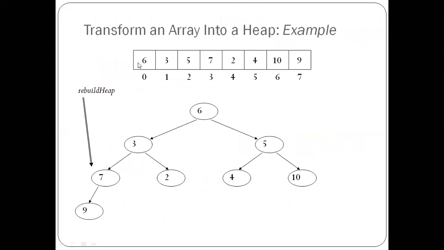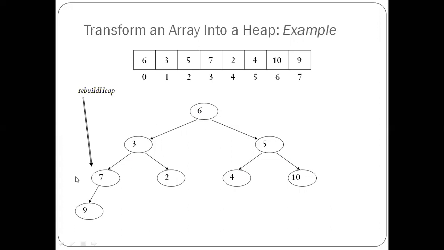So the first step was to construct a heap. From this, I should make a complete binary tree: 6, 3, 5, 7, 2, 4, 10, 9. These are the elements I have. So I create a complete binary tree: 6, then 3, then 5, then 7, then 2, then 5 has left child 4, and then 10 is the right child, and 9 will be the last element. So this is a complete binary tree.